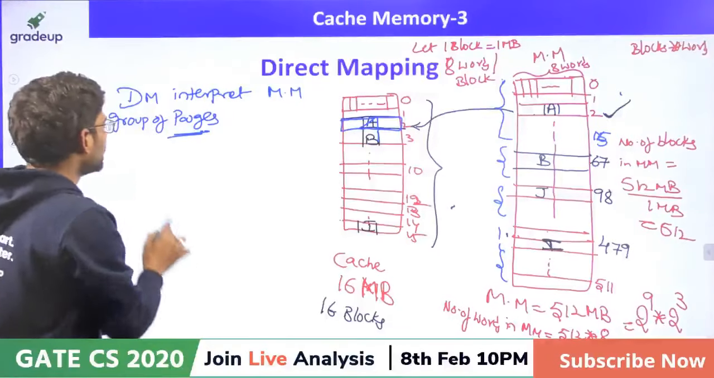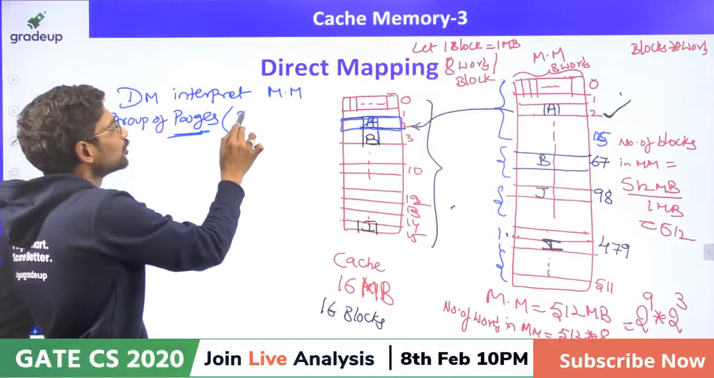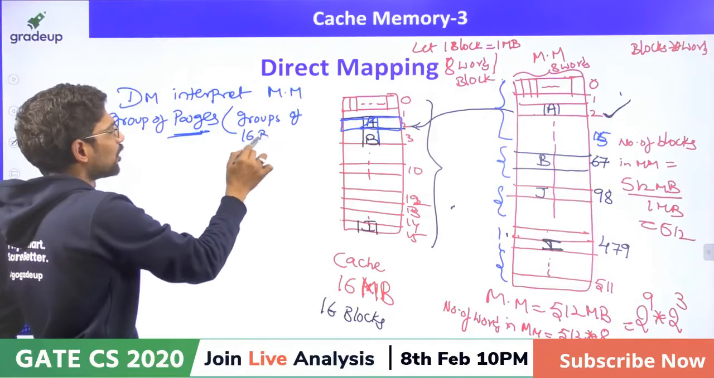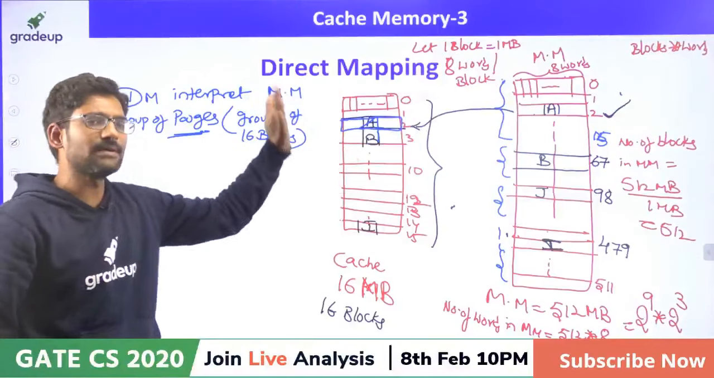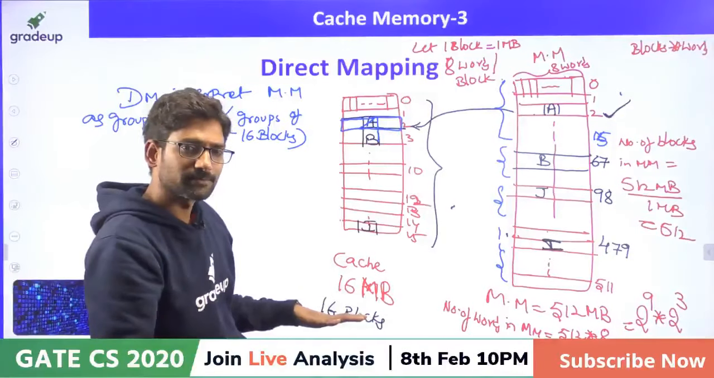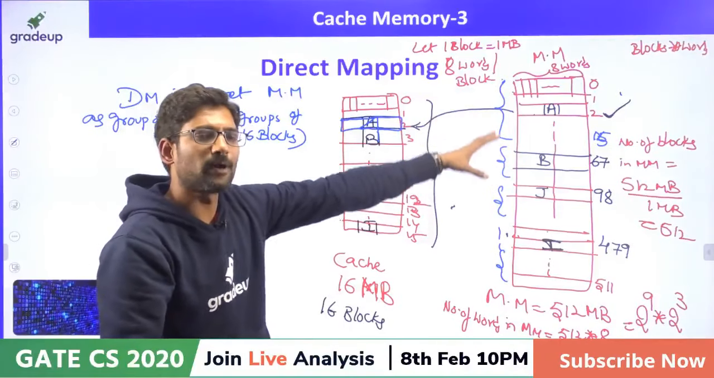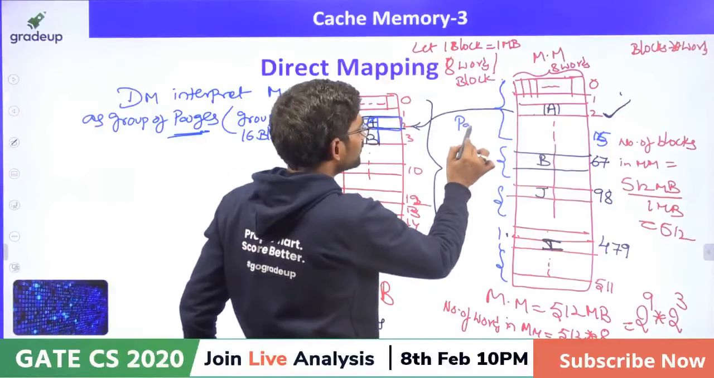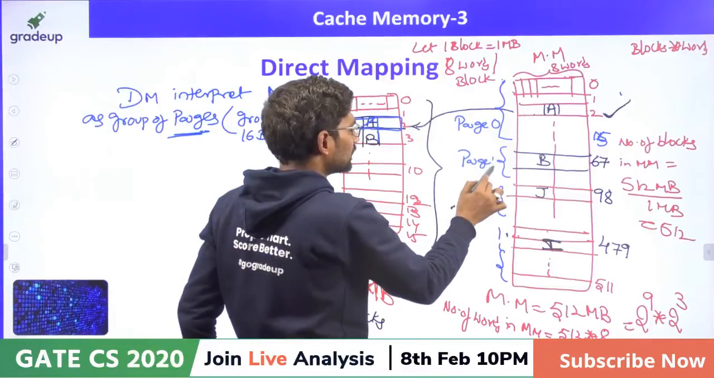So it interprets the main memory as groups of 16 blocks. Why 16 here? Because the cache has 16 blocks. If the cache had 32 blocks, it would interpret it as groups of 32 blocks. This group is called a page. So page 0, page 1, like this.